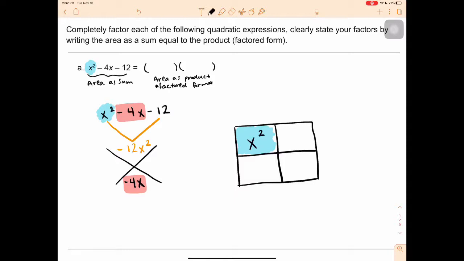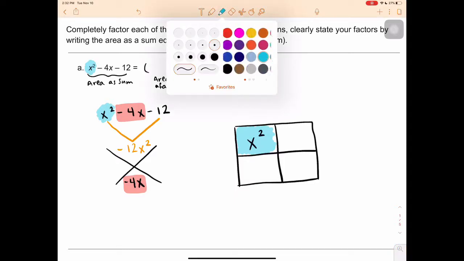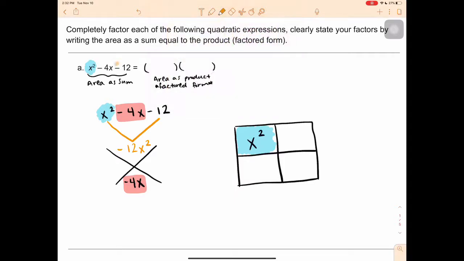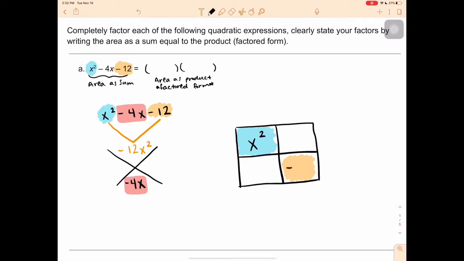It's just a 1. And then our c term goes in the bottom right of the area model. And again, you guys could have put like x squared here and the c there, but I like to keep it consistent, and this is how I've consistently done it in the past. So now we have almost all of our little setup here.